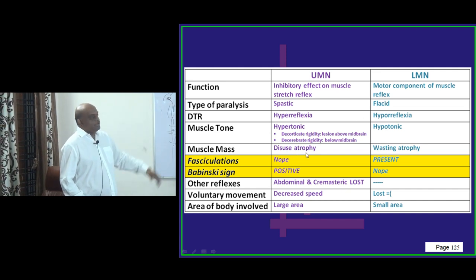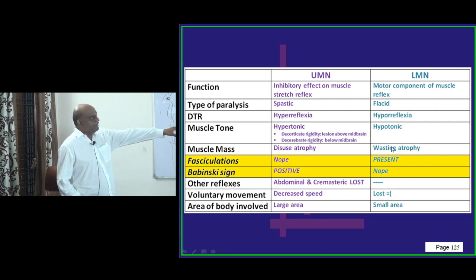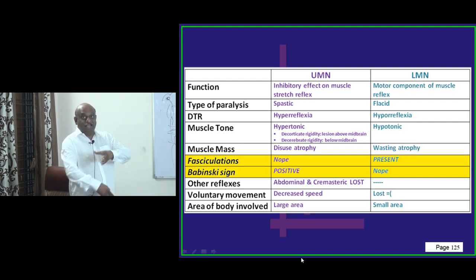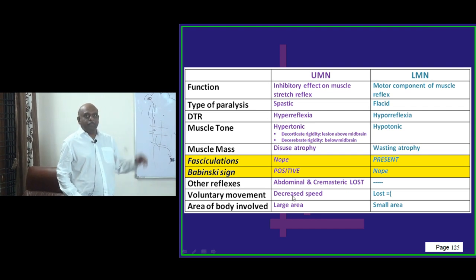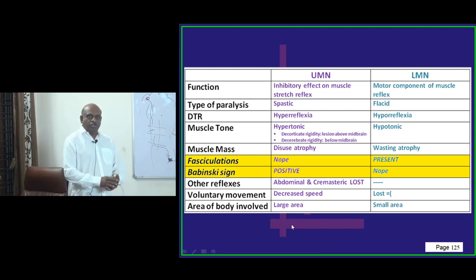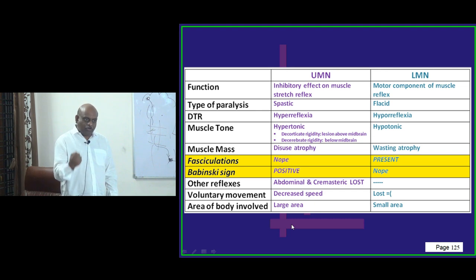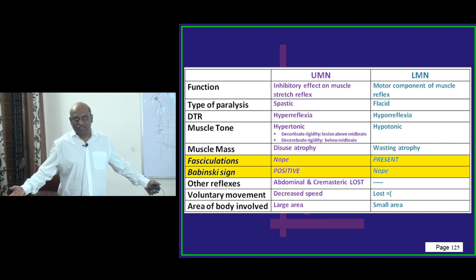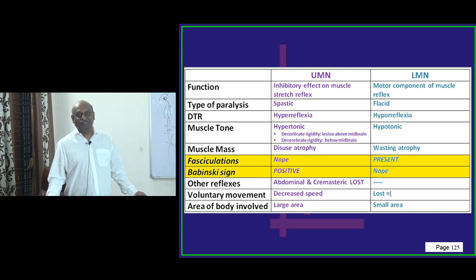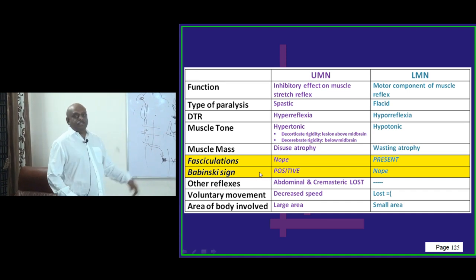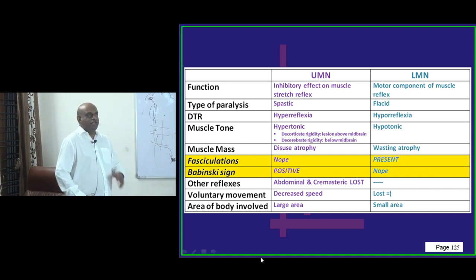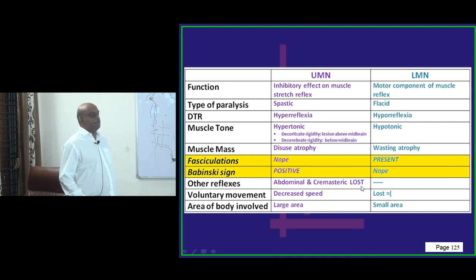The muscle mass in LMN, there will be wasting of the muscles, classically like poliomyelitis, which is an LMN lesion. Whereas in upper motor neuron, because of the high tone, the patient cannot regularly use the limb. If you don't use it regularly, it becomes atrophic. That's called disuse atrophy. Right, doctor? So fasciculations, the creeping sensations, are features of LMN.